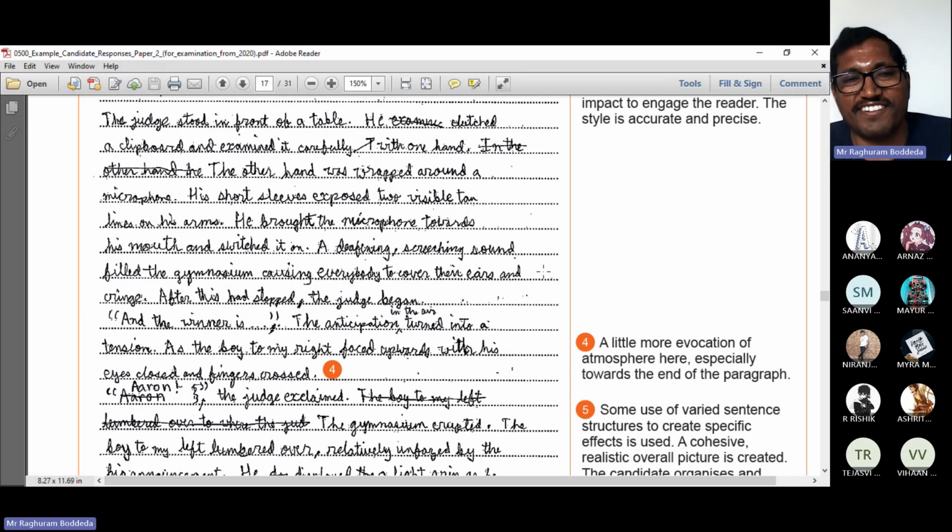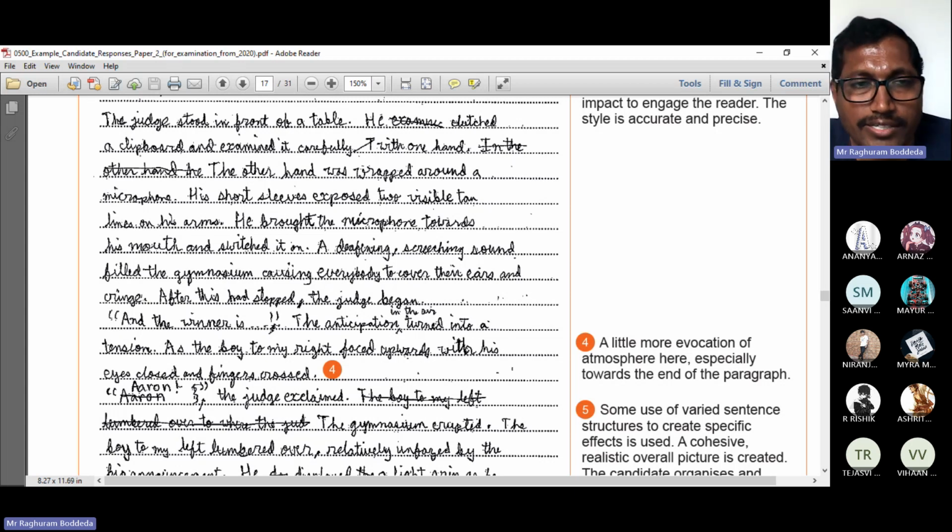Okay, hold on here. This is a point many of you need to understand. Here, he mentioned the sentence like this: After this had stopped, the judge began, and then he kept "And the winner is" in double quotes. This is the way you have to do it. It is the same thing you do for narrative writing, but this is descriptive writing, where you describe how the character is behaving. You can use that narrative element in your descriptive writing, but don't use it throughout the narrative part of your descriptive writing. That is what you need to understand.